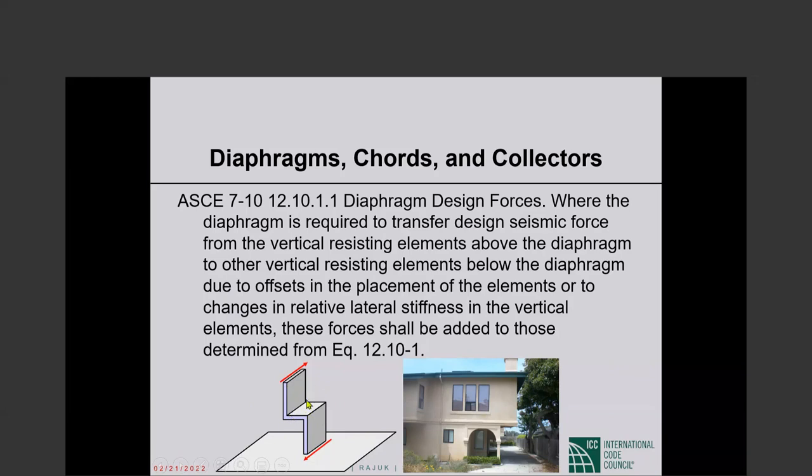The shear at the end of the shear wall will have to go to the top of the continuing shear wall through this floor slab. So the shear will be transferred from the upper wall to the lower wall through this portion of slab. That will mean there will be high transfer forces in that slab. That transfer force has to be obviously considered in the design of that portion of the diaphragm. Where the diaphragm is required to transfer design seismic force from the vertical resisting elements above the diaphragm to other vertical resisting elements below the diaphragm due to offsets in the placement of the elements or to changes in relative lateral stiffness in the vertical elements, these forces shall be added to the inertia forces.